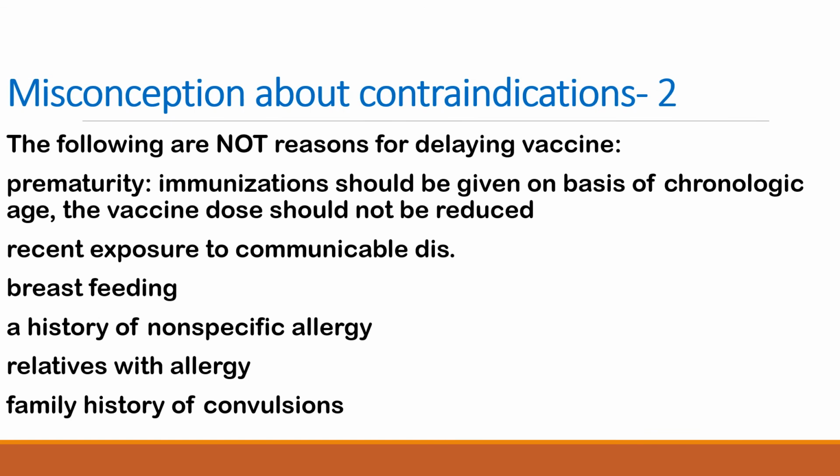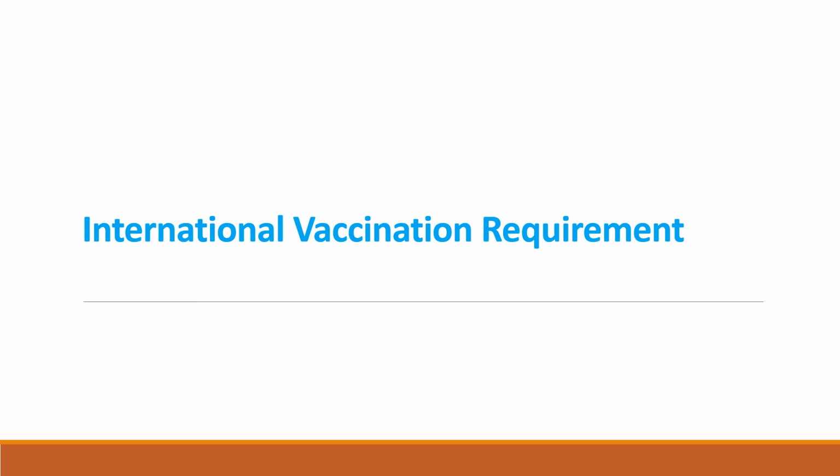The following are also not reasons for delaying vaccine: prematurity, as immunization should be given on basis of chronological age and the vaccine dose should not be reduced; recent exposure to communicable disease, breastfeeding, history of non-specific allergy, relatives with allergy, family history of convulsion. International vaccination requirement.